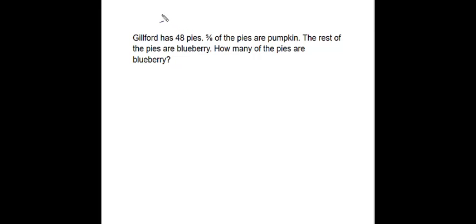Guilford has 48 pies. 5/8 of the pies are pumpkin. The rest are blueberry. How many of the pies are blueberry? So let's draw our tape diagram.